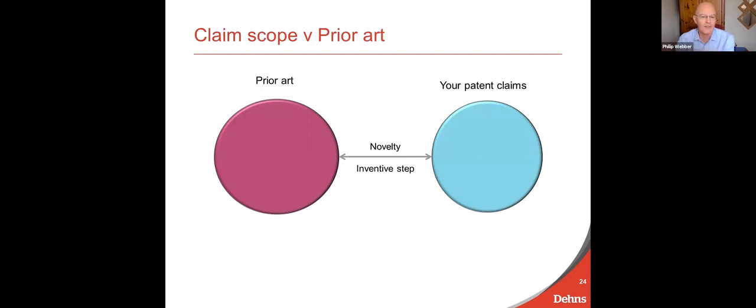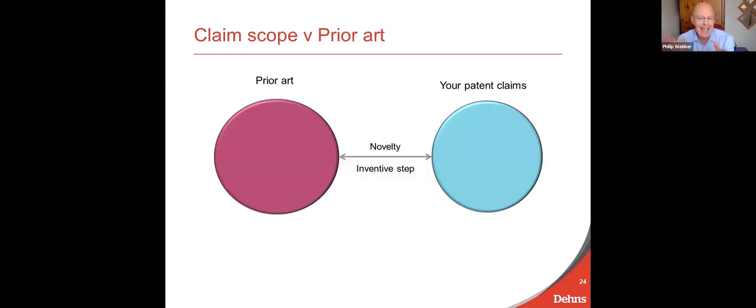But hopefully, before I go on and talk about grant, I just want to hammer home this issue about your patent claims and the prior art. So the diagram here, shown in red is everything that's in the public domain. That's the prior art. Your patent claims are shown in blue here. So as long as the blue circle doesn't overlap with the red circle, you are novel. You are different from what's in the public domain.